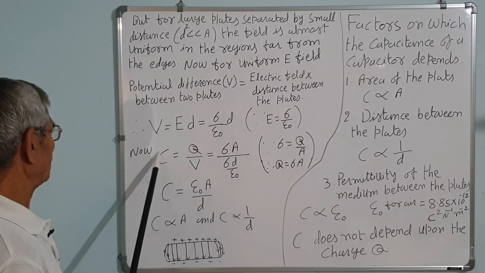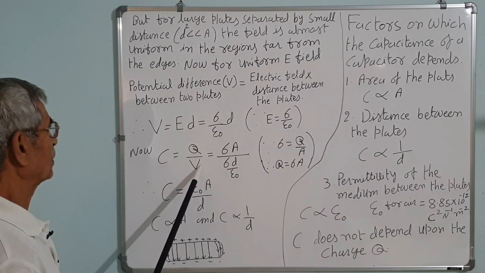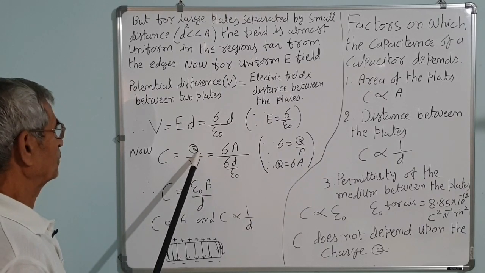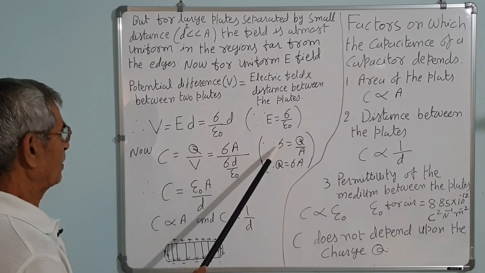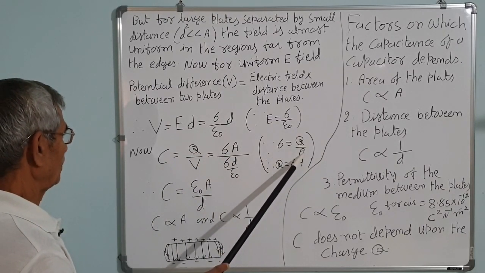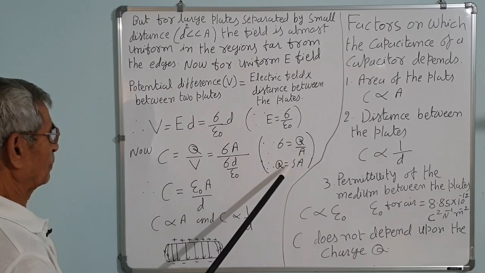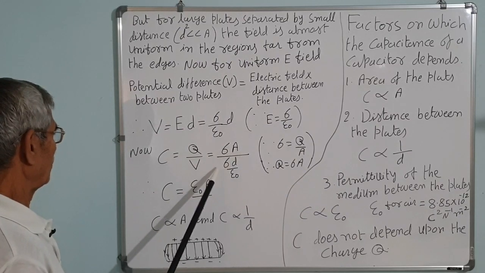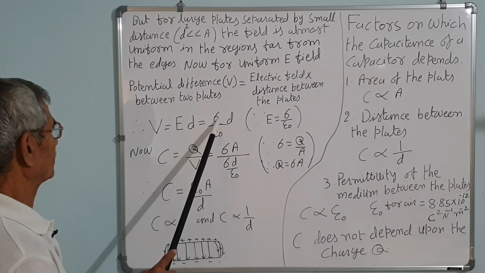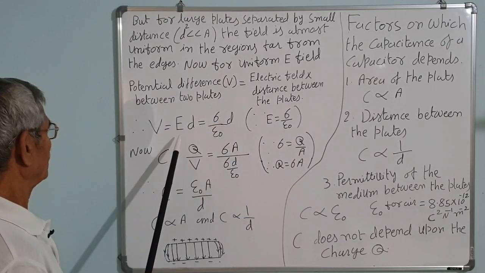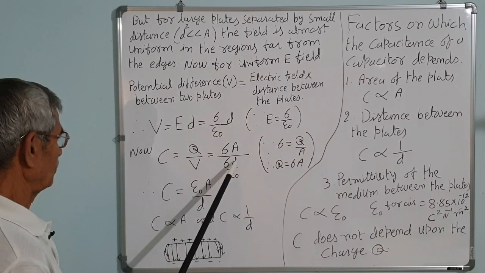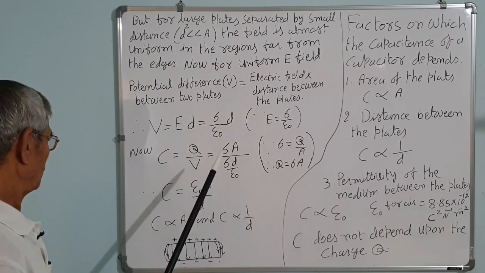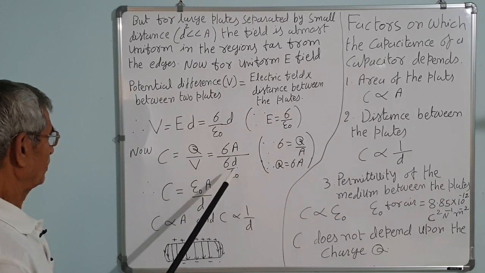Now, we know that C is equal to the charge upon the potential difference between the plates. Q is equal to sigma A, since sigma is equal to Q upon A. So, Q is equal to sigma A, correct. The charge density into area upon the potential difference, V is equal to E d, which is sigma d upon epsilon 0. This sigma will be cancelled.